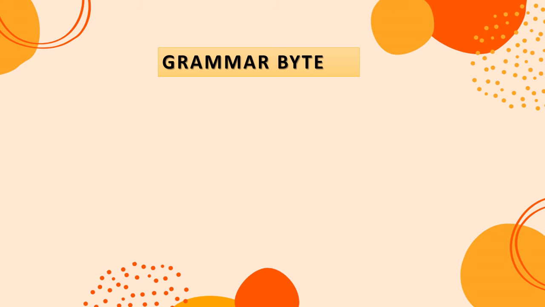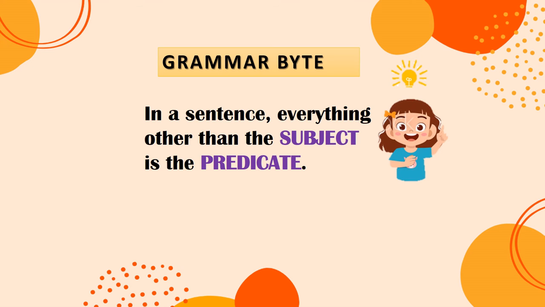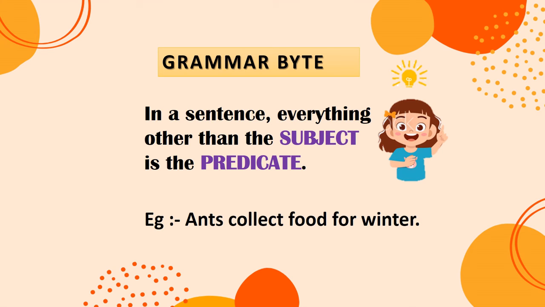A quick grammar bite. In a sentence, everything other than the subject is the predicate. For example, ants collect food for winter. Here, the sentence is about ants. So, other than ants, the rest remaining part will be predicate.